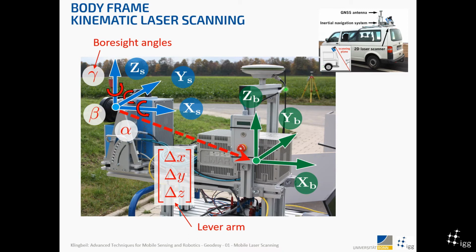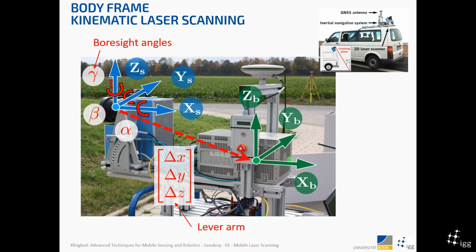So how does it look in our system, right? Here we have the system that I've shown before, the mobile laser scanning system. This is a profile scanner that we've shown before. This is the local system of the scanner, right? This is X, Y, and Z. These are these axes, and the body frame is defined here.